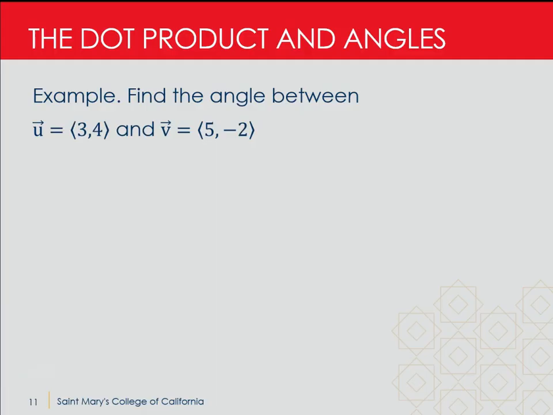Okay, so let's go ahead and just do it. Let's take two random vectors here, (3, 4) and (5, -2), and find the angle between them.